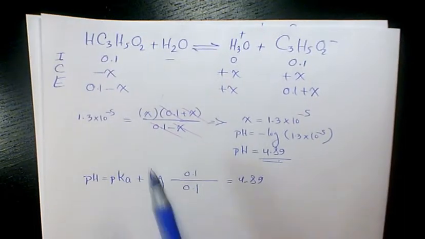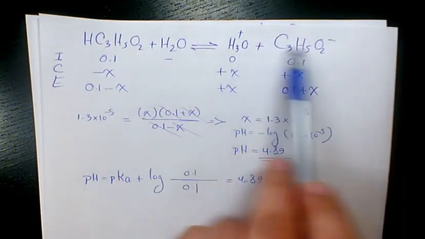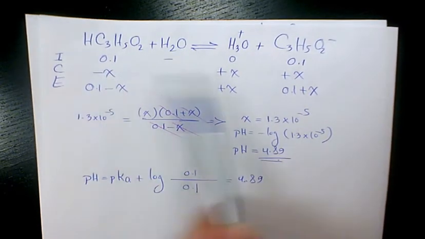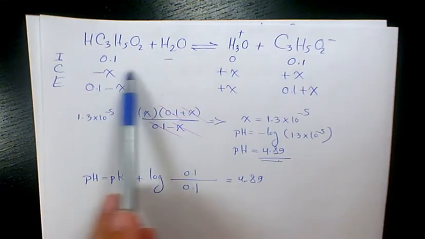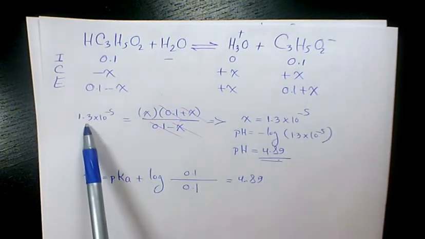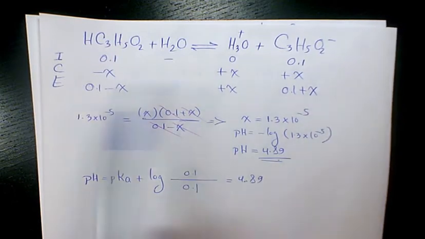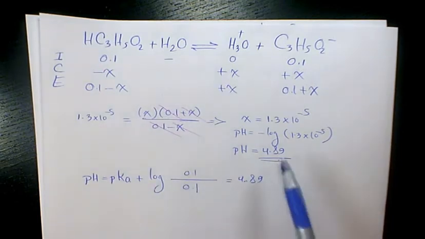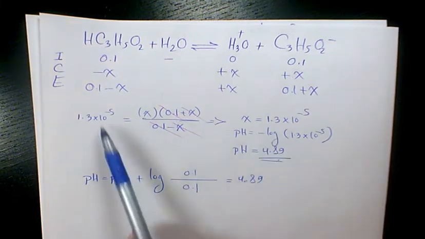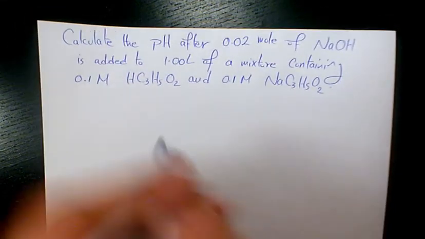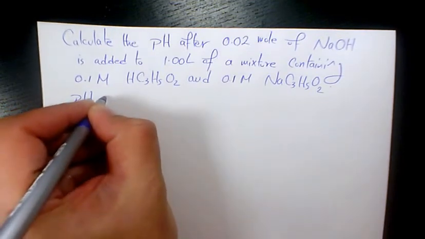We had 0.1 and 0.1. Acid plus water is going to give me hydronium plus base. Initially we had 0.1 and 0.1. Change is going to be negative x, plus x, plus x, and equilibrium is going to be 0.1 minus x, x, and 0.1 plus x. So Ka equals x times 0.1 plus x divided by 0.1 minus x. X and x cancel out, 0.1 and 0.1 cancel out. X will be equal to 1.3 times 10 to the power of negative 5. So pH is going to be negative log of this number. So pH will be 4.89. So before addition of NaOH, the pH was 4.89.